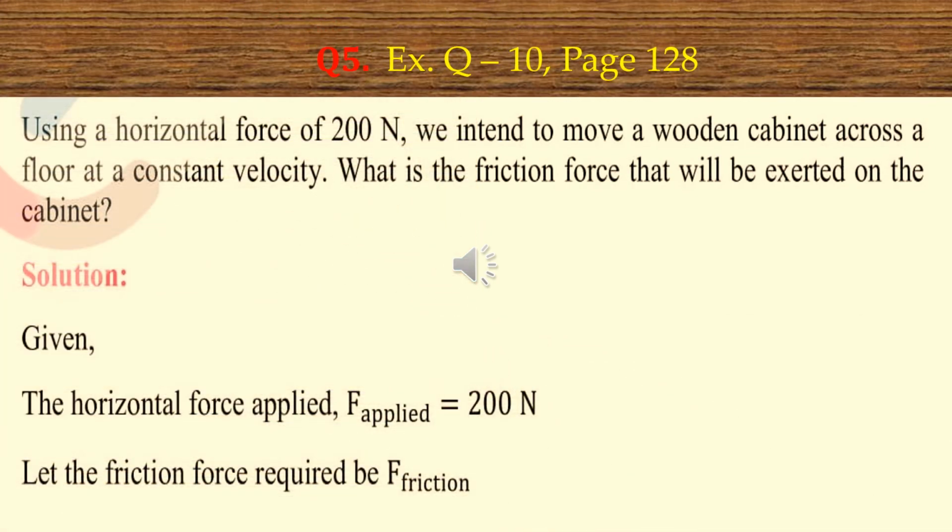Now we will see the next question. This is the last question I have given as homework in our previous module. Using a horizontal force of 200 Newton, we intend to move a wooden cabinet across a floor with a constant velocity. What is the friction force that will be exerted on the cabinet? Here the horizontal force is given as 200 newtons. So we are writing that first. And we assume the force of friction as F friction, or Fr for short.